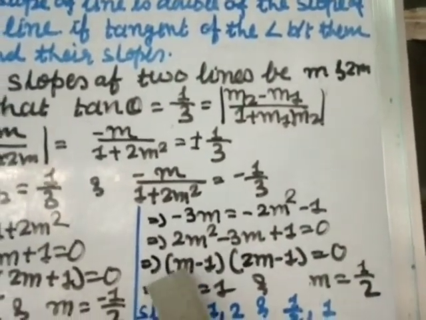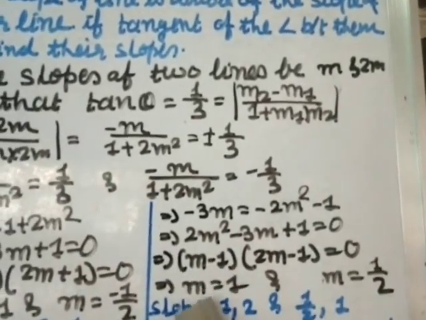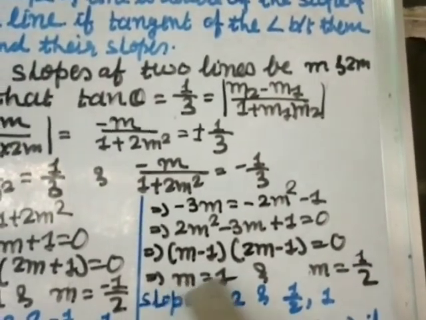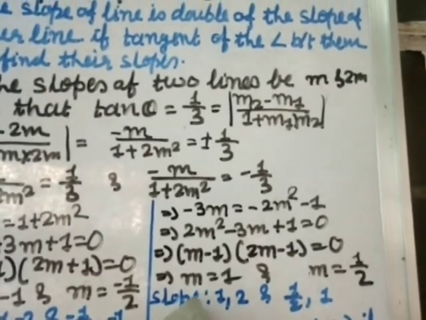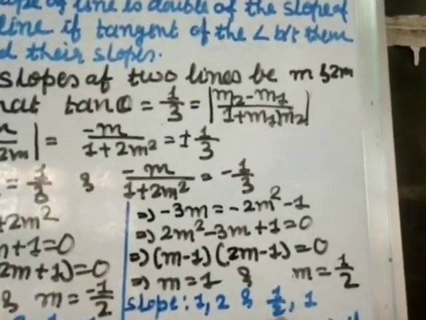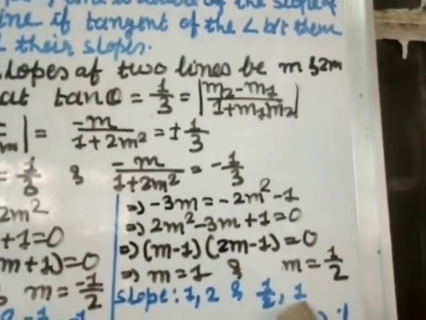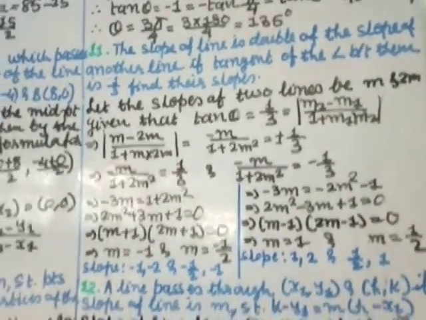Split the middle term, factors are m minus 1, 2m minus 1 equal to 0. So from here m value is 1, and from here m value is 1 by 2. So if m is equal to 1, then the slope of the other line will be 2 into m, that is 2. And if the slope is 1 by 2, then the slope of the other line is double of this, so into 2, it gives you 1. So you get the 4 slopes according to the values of m.